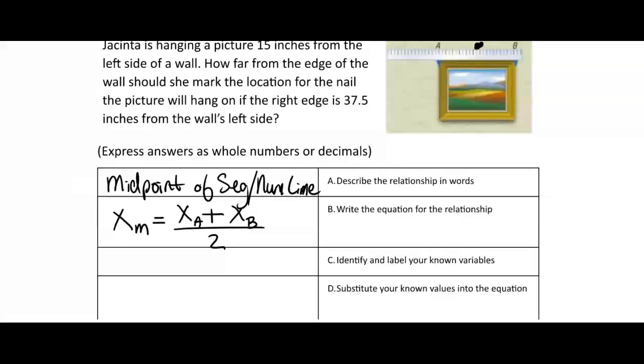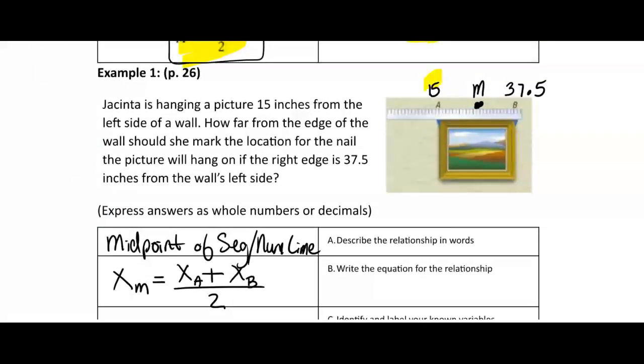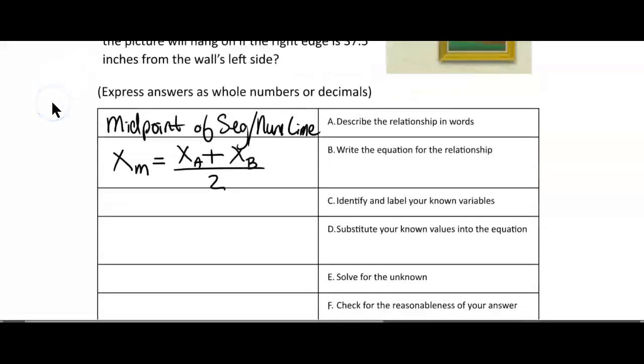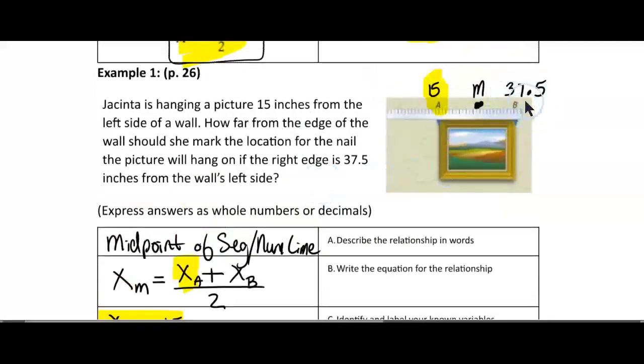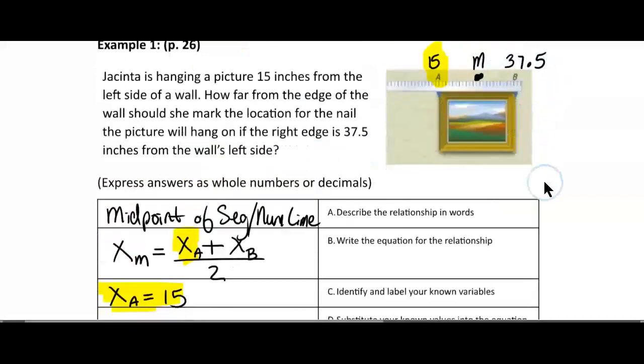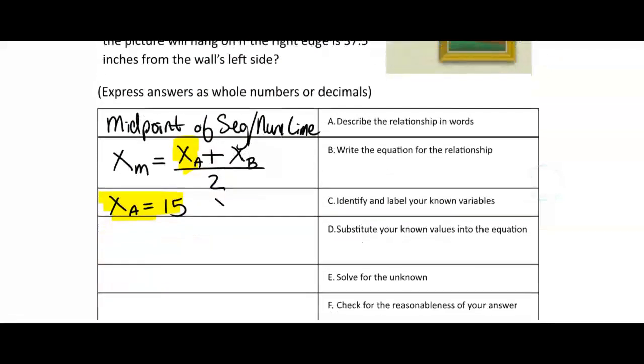Then I need to identify and label my known variables. I know the x-coordinate for A. It's given to be 15 inches from the left side of the wall. So x sub A equals 15. And I know that my other endpoint, the x-coordinate of point B is 37.5. So x sub B equals 37.5. And in both cases, I'm told these are inches, so I want to make sure I track my units here. I do have units in this problem.